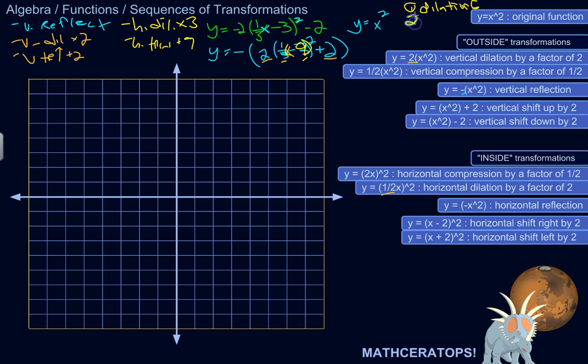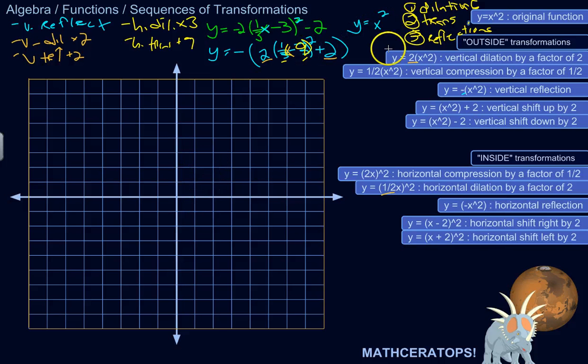So we'll do the dilations, translations, and then reflection. We'll do everything and then we'll just flip it over. Definitely do dilations and compressions before you do translations, just to keep everything straight. Okay, so this is our list of what we need to do to y equals x squared.